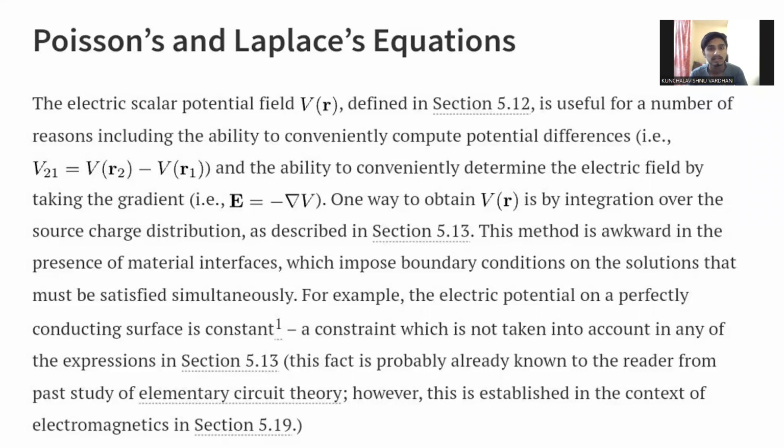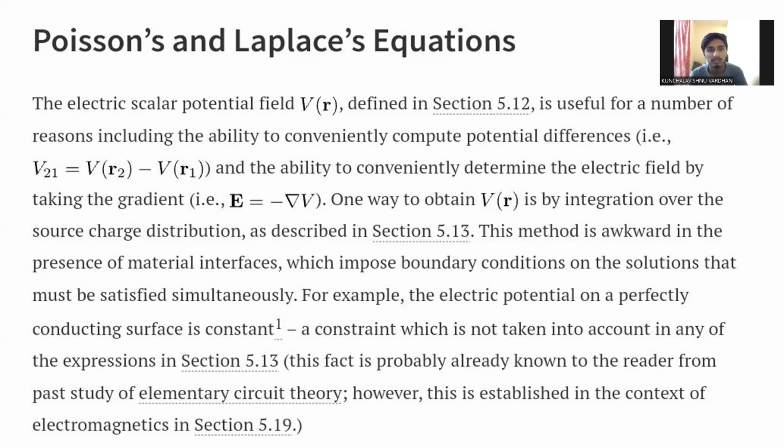So, the electric scalar potential field we defined in the previous section is useful for a number of reasons, including the ability to conveniently compute potential differences, that is, V21 equal to V(R2) minus V(R1), and the ability to conveniently determine the electric field by taking the gradient, that is, E equal to minus grad of V. One way to obtain V of R is by integrating over the source charge distribution as described in section 5.13.